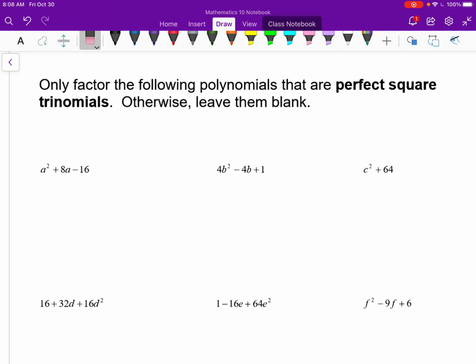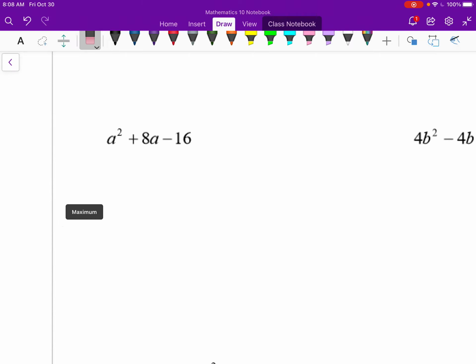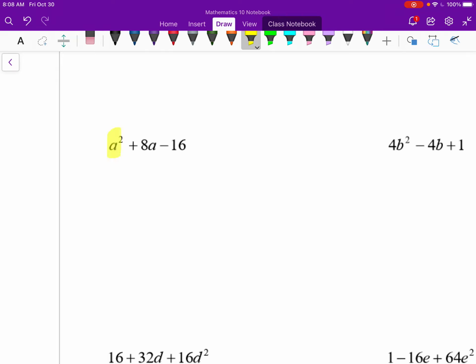Anyways, I'll look at these one at a time. So again, this is all about checking if it is a perfect square. If it is, I'm going to factor it. If not, I'm going to do nothing. So is this a perfect square? Let's see. A squared is a perfect square, so that's a good sign. 16 is a perfect square, so that's a good sign. But I have a negative there, and so I know this cannot be a perfect square.